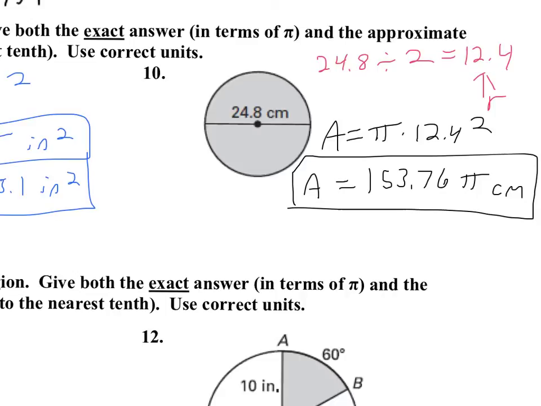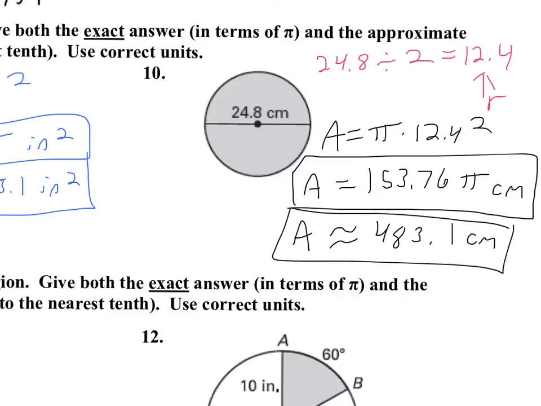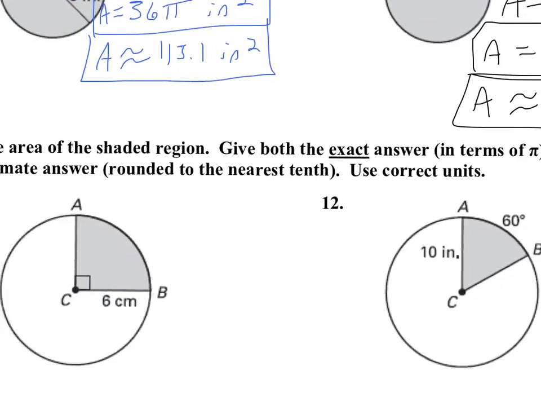Now, if you actually multiply that by pi and round, you get approximately 483.1 centimeters. And both of these should be centimeters squared as they are area. It means that you could fit a little more than 483 1-by-1 squares inside this circle. Must be a pretty big circle.